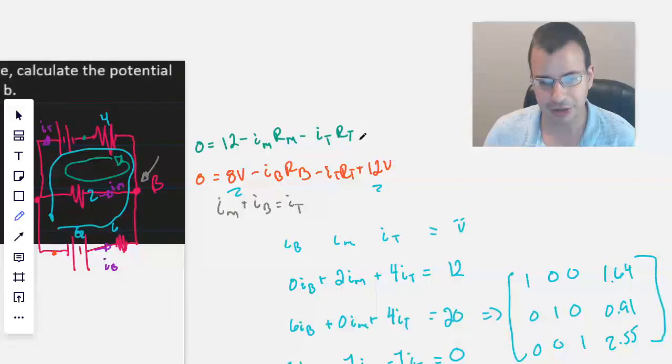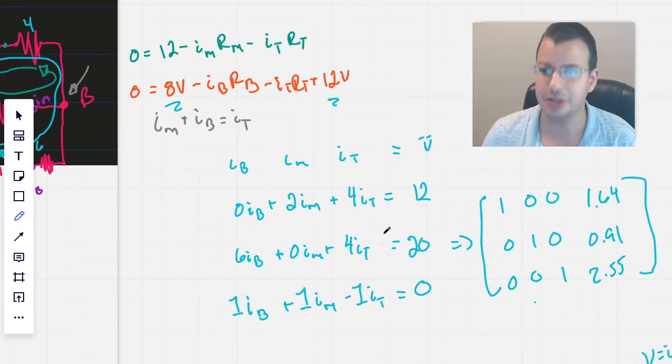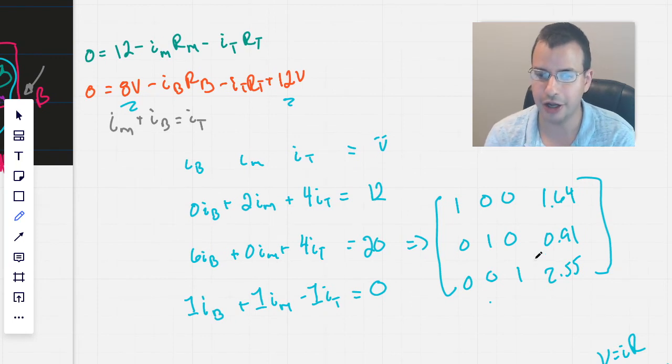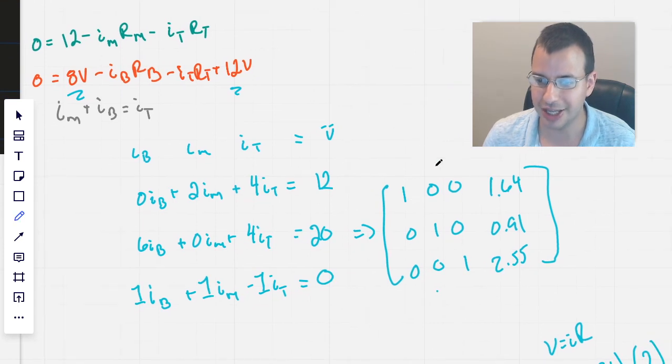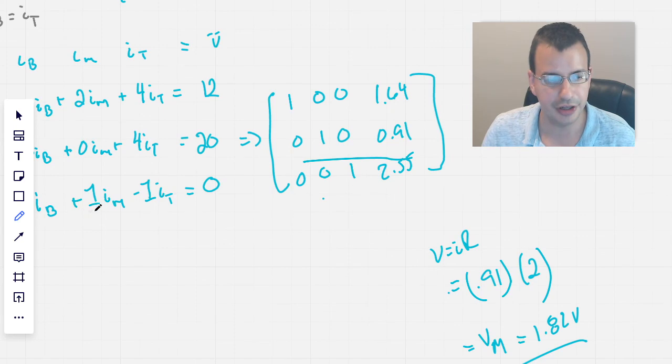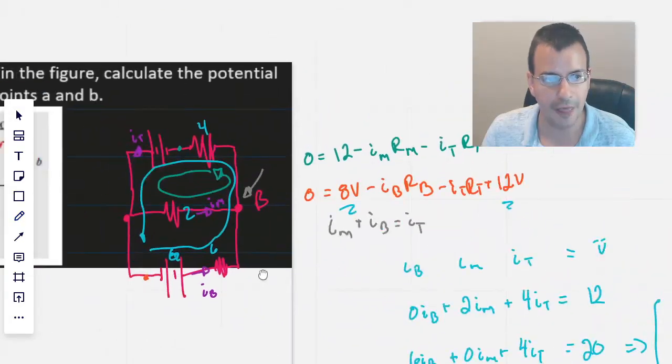We then put it in the form of a matrix, put this matrix into our calculator, and let the calculator solve it using reduced row echelon form. Echelon has to do with the triangle shape, and reduced has to do with the fact that we have ones. Then we found the currents, used our middle current with our middle resistor, and found the voltage difference. So that's how I would approach this problem.